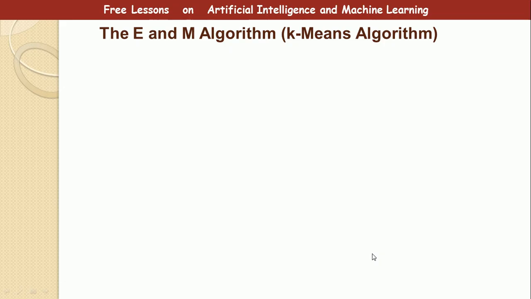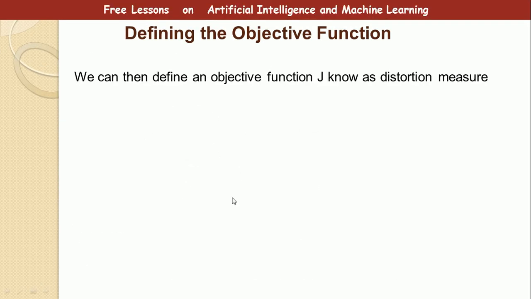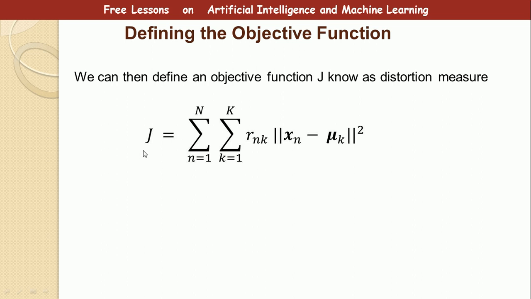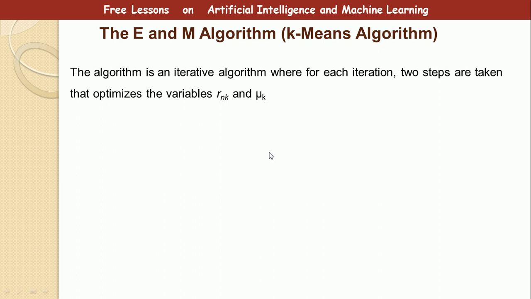Okay, so let's now take a look at the algorithm. The algorithm loops through and calculates the sum of squares of the difference between the data points and the assigned cluster, and then it has to do this loop to calculate this distortion measure called J. Alright, so this algorithm is called the EM algorithm. EM means expectation and maximization algorithm.